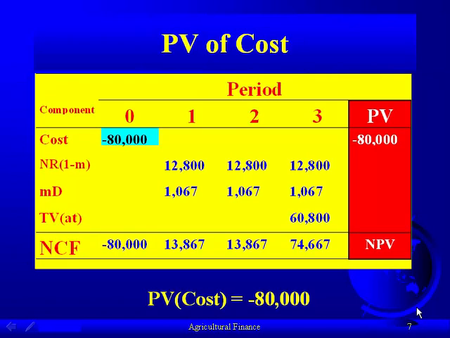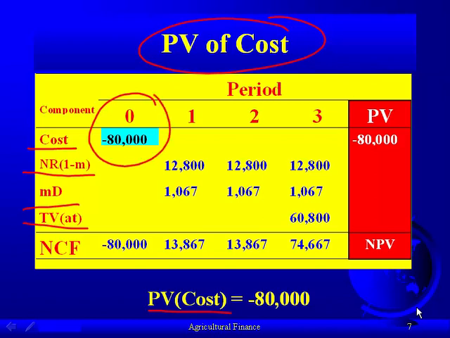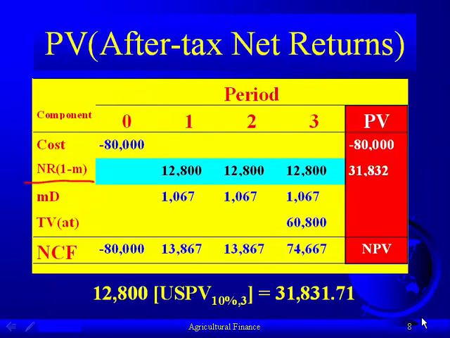Now, if we put this into our chart, to calculate the net present value, we are going to find the present value of each of the components. We have cost, we have the after-tax net returns, we have the tax savings from depreciation, and we have the after-tax terminal value. First, the present value of cost. The first component, we can see that it is the $80,000 at time 0. Since it's already at time 0, there's no discounting that needs to take place. So we see that the present value of cost is the $80,000. The next component, which I've highlighted in blue, we're looking at the present value of the after-tax net returns.